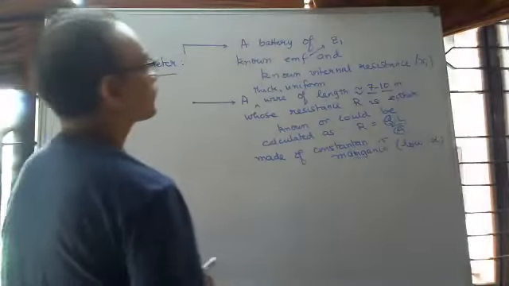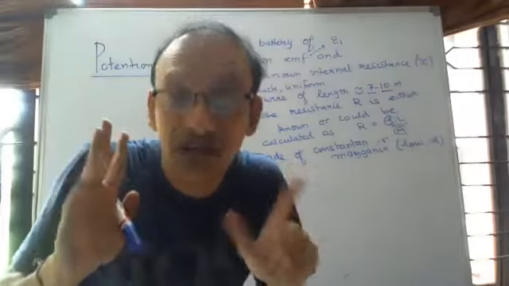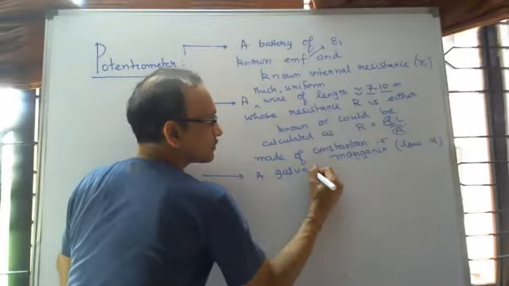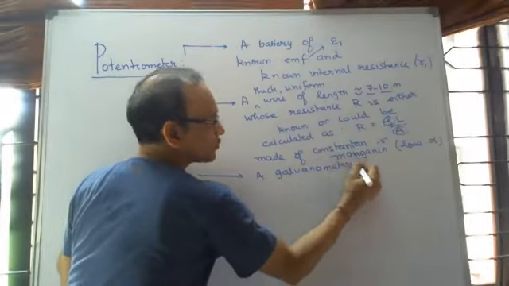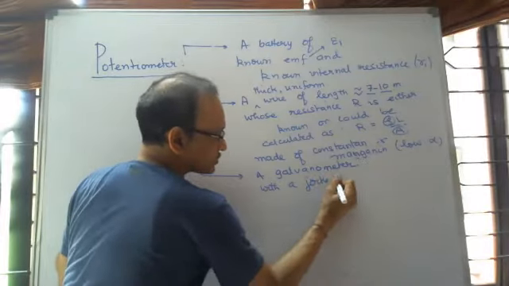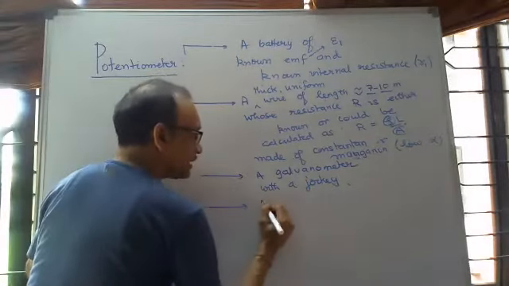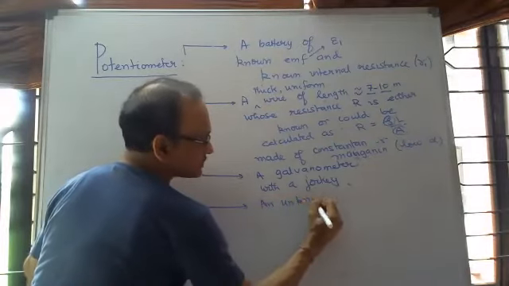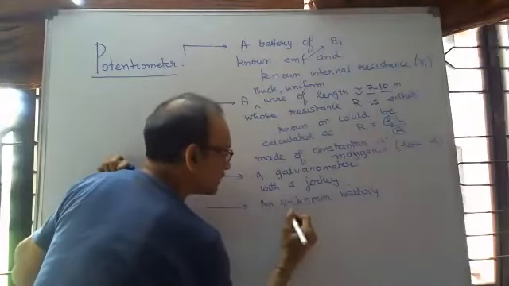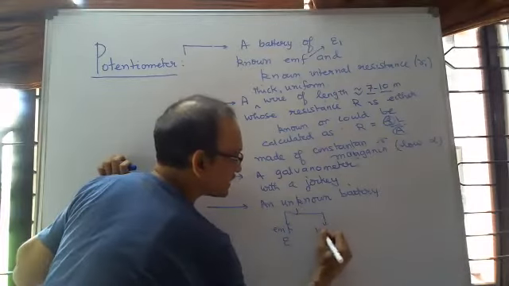Okay. Now, these are the only two important elements that we need in addition to a galvanometer with a jockey. I'll tell you what a jockey is. A galvanometer with a jockey and an unknown battery. This is the idea, this is the part of the experiment. An unknown battery, whose EMF is epsilon and whose internal resistance is small r.